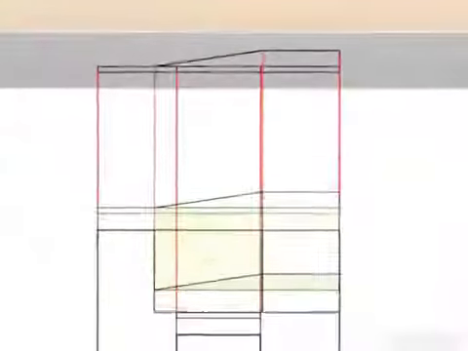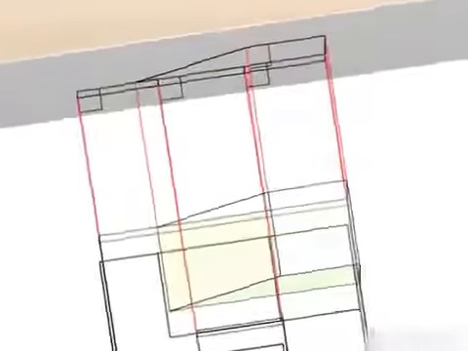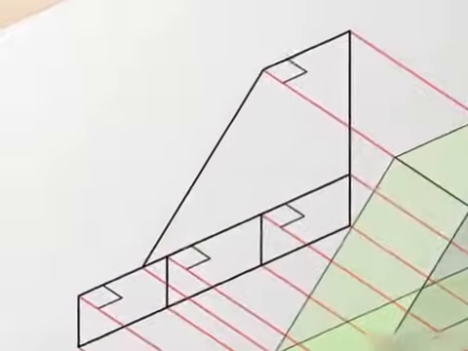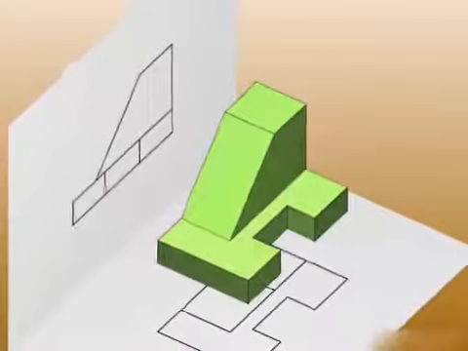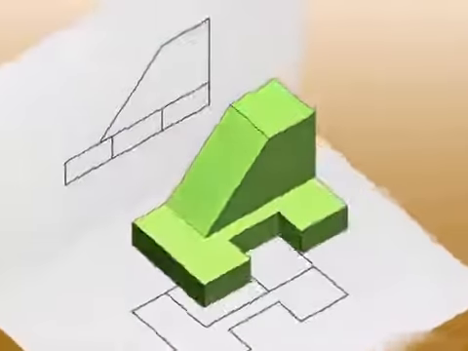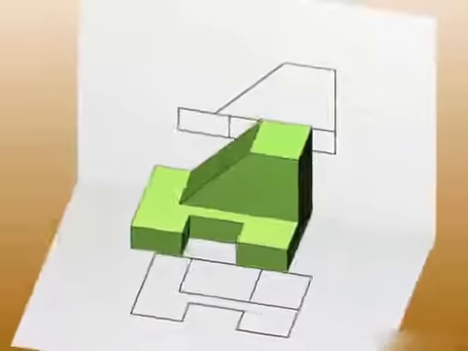The projectors are perpendicular to the plane of projection. This type is known as orthogonal projection, which is prominently used in engineering drawing as they show true size proportions and shape of the objects.